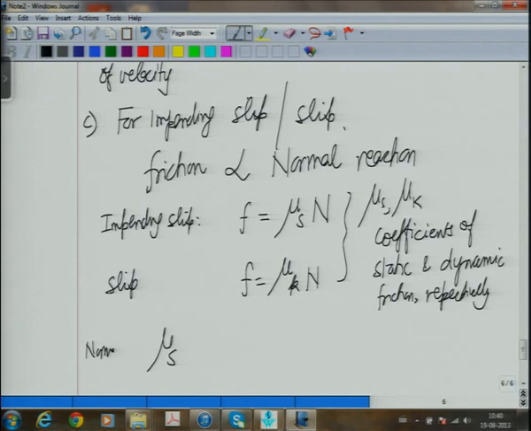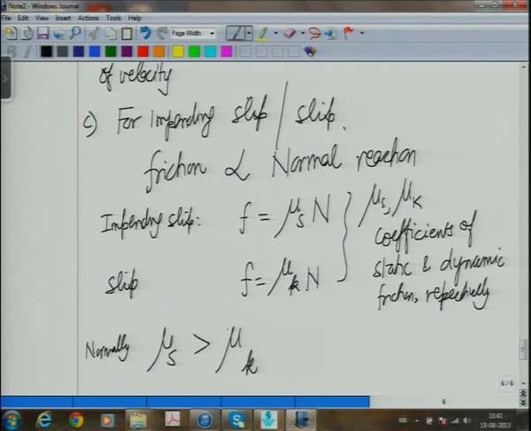And normally mu s is greater than or equal to mu k. Normally mu s is greater than mu k. In some exceptional cases you may say they are almost equal. The coefficient of static friction is more than kinetic friction, there is a slight drop in the value. If they are not given specifically, then we can take them as equal. Okay.